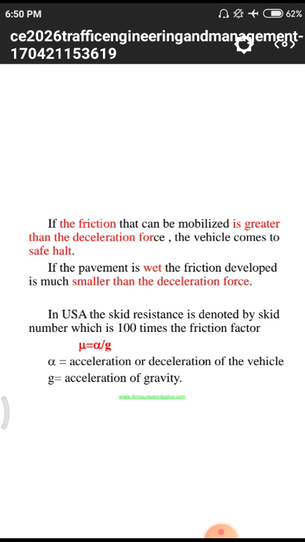In the USA the skid resistance is denoted with the skid number, which is 100 times the friction factor. Why? Because in the USA the road surfaces are very smooth. Why? Because vehicles have to move at very high speeds. Those roads are designed for high speeds, so if there is any wetness, there may be a huge amount of skidding, so they directly denote this skidding as 100 times the friction factor, mu equal to alpha by z. Alpha is the acceleration or deceleration of a vehicle, and z is the acceleration due to gravity.